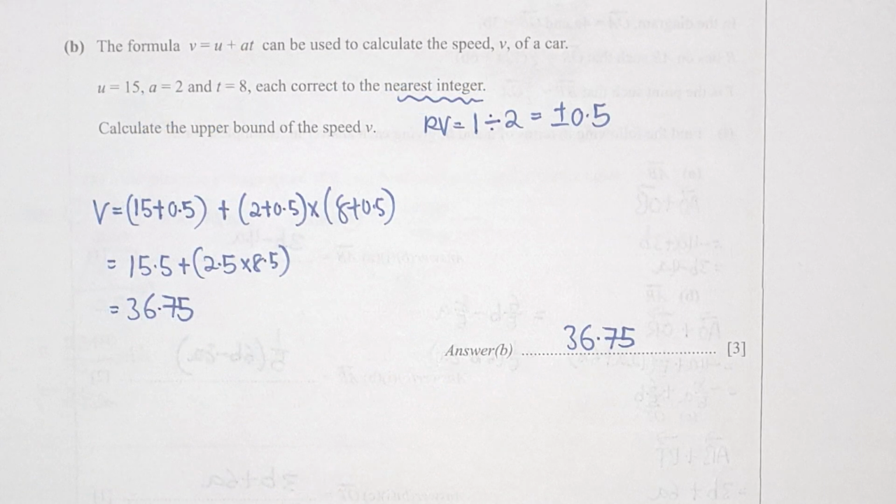Okay, so for V, keyword here, nearest integer. So 1 divided by 2 is plus minus 0.5. So to get the upper bound of V speed, everything must be added by 0.5 before they run the calculation. So after adding 0.5 into every variable, your final result will be 36.75.